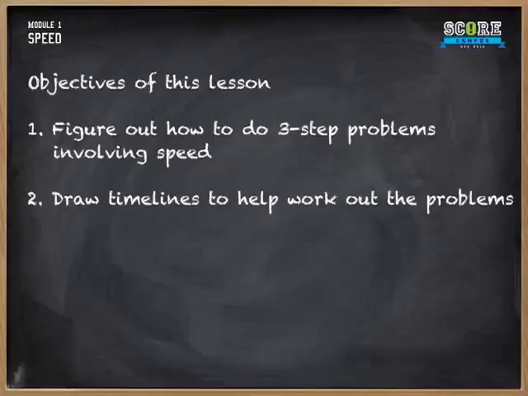The objectives of this lesson: figure out how to do 3-step word problems involving speed. Objective number 2 is draw timelines to help work out the problems. Ready? Let's jump straight into it and I'll explain it to you further.